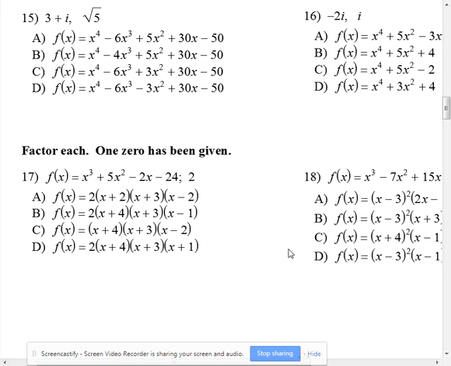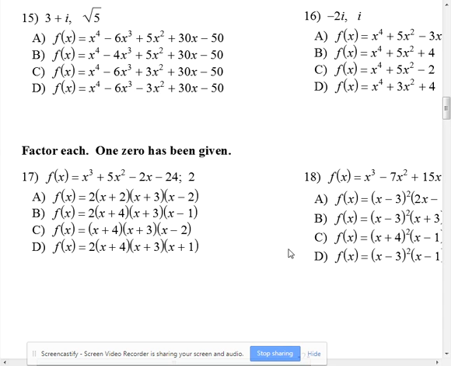If 2 is one of our zeros, what does one of our factors have to be? What did we just talk about a second ago? It has to be x minus 2. So if your answer choice doesn't have x minus 2 in it, you don't need to check it. So that means we only have 2 answer choices that we need to check. We don't need to check B and D. We only need to check A and C.